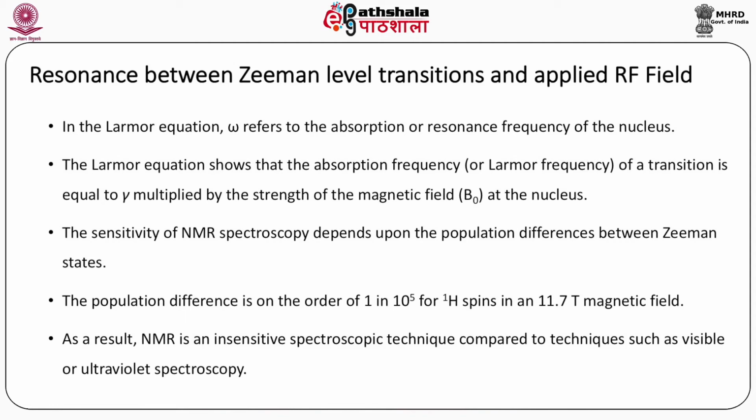The sensitivity of NMR spectroscopy depends upon the population differences between Zeeman states. The population difference is on the order of 1 in 10^5 for proton spins in an 11.7 Tesla magnetic field. And this, you see here, is the concept that Bloch was referring to. As a result, NMR is an insensitive spectroscopic technique compared to techniques such as visible or ultraviolet spectroscopy.